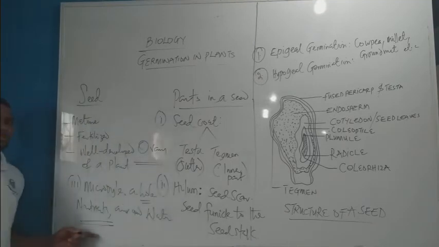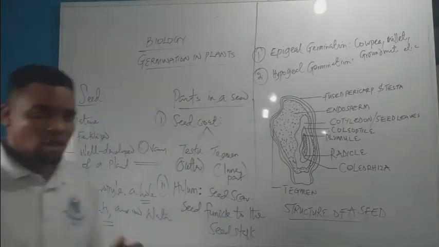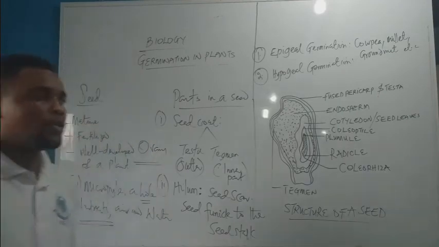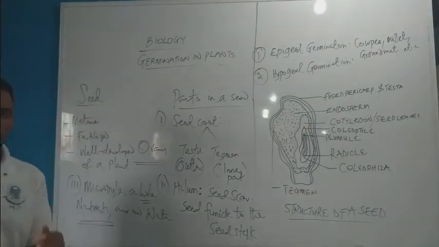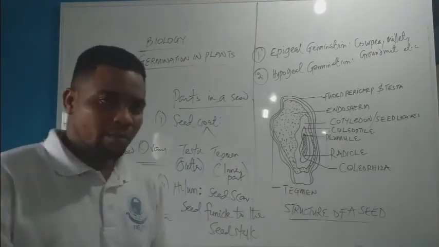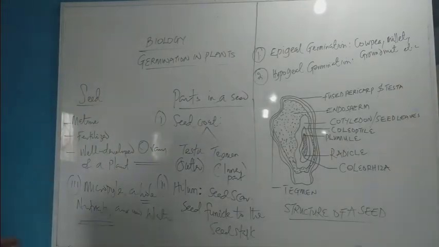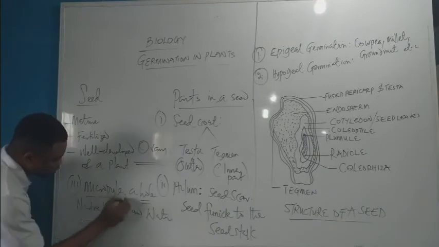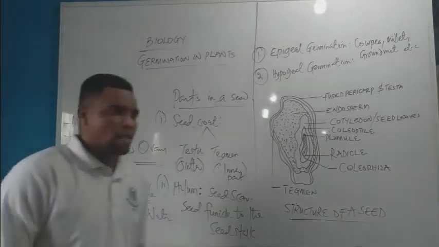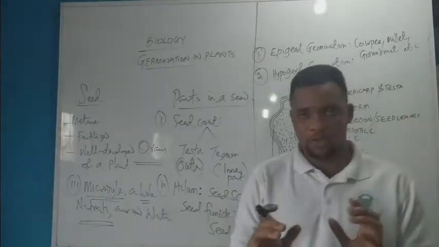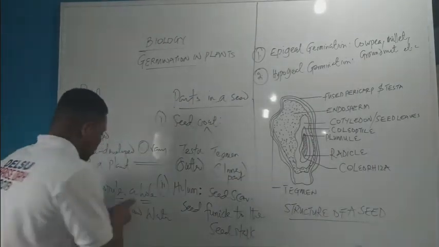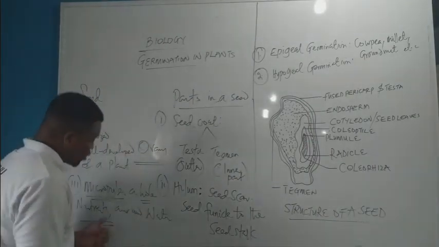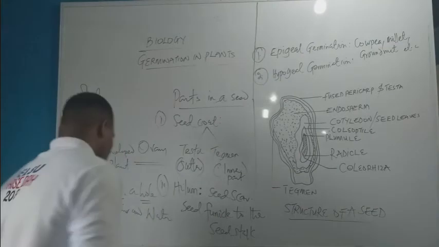So this one in the seed serves the same function that you can derive from the what? From the umbilical cord. The umbilical cord gives the baby, the embryo, the zygote, food. Same thing, this one functions the same way the umbilical cord functions. You understand? This is a hole that transfers nutrients, air and water to the embryo.